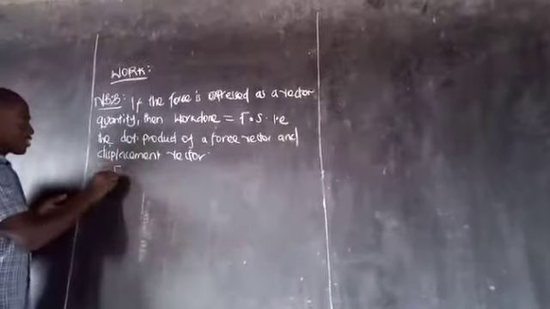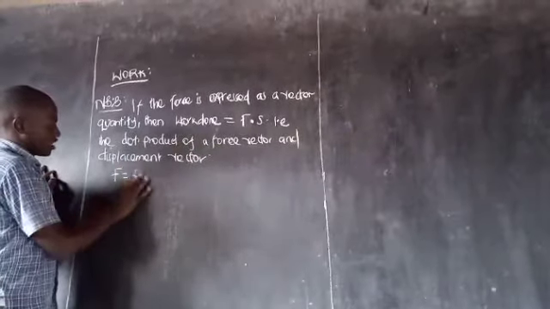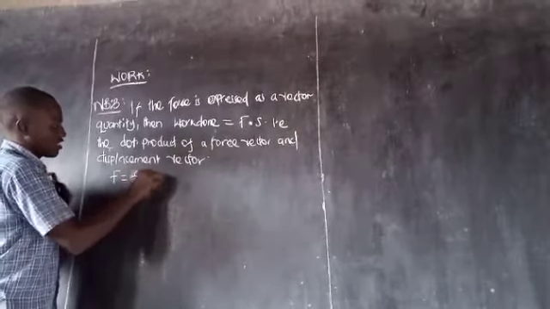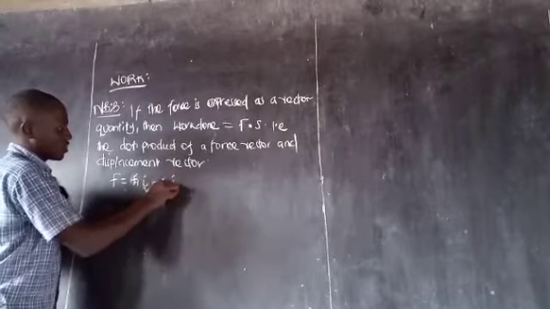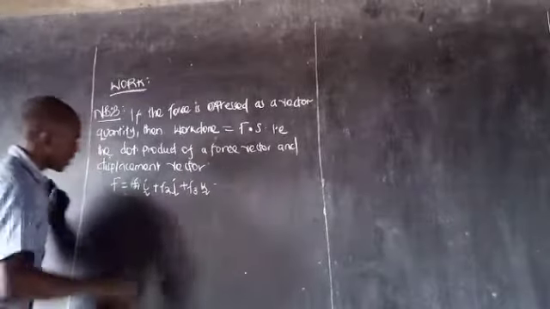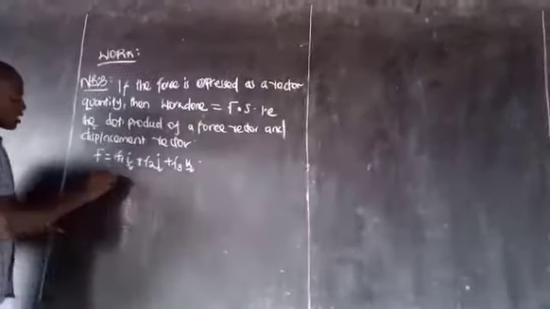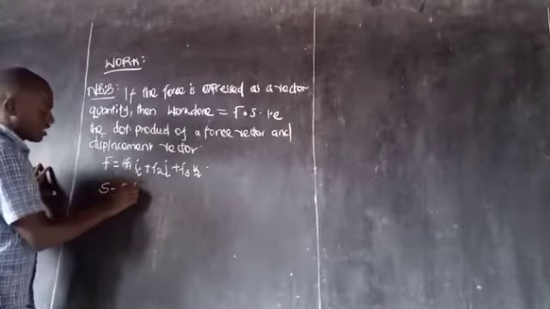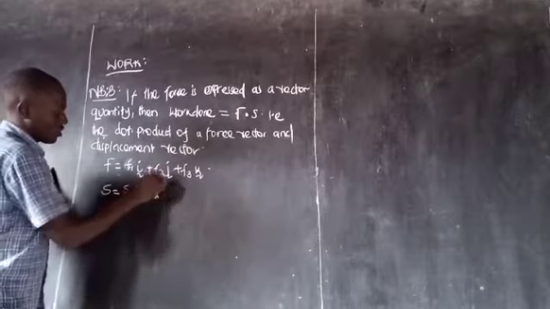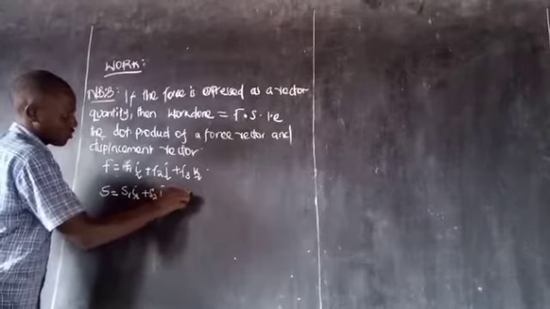An example is when you have the force being expressed as F1 in the direction of i, then F2 in the direction of j, and then F3 in the direction of k. And then we are given the displacement as a vector also. We can say S1 in the direction of i, plus S2 in the direction of j, and then S3 in the direction of k.